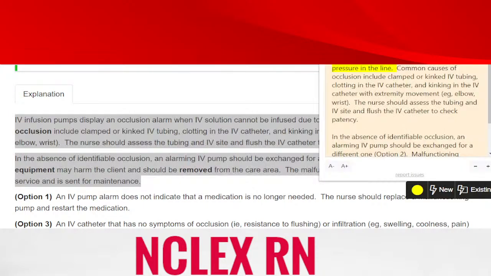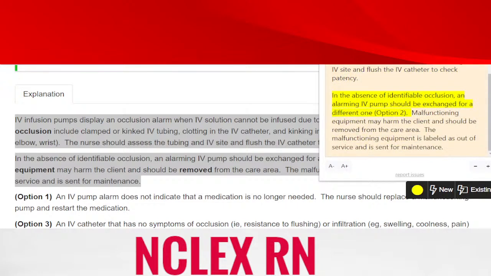IV infusion pumps display an occlusion alarm when IV solution cannot be infused due to pressure in the line. Common causes of occlusion include clamped or kinked IV tubing, clotting in the IV catheter, and kinking in the IV catheter with extremity movement, e.g., elbow, wrist. The nurse should assess the tubing and IV site and flush the IV catheter to check patency. In the absence of identifiable occlusion, an alarming IV pump should be exchanged for a different one.